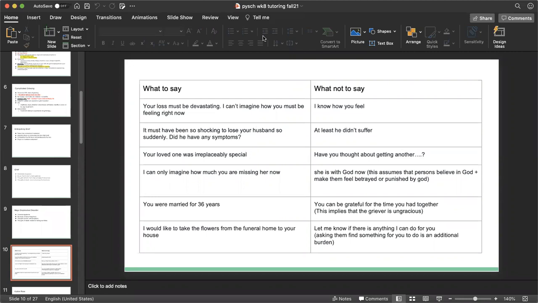She's with God now. This assumes that the person believes in God and makes them feel betrayed or punished by God. You can be grateful for the time you had together. This implies that the griever is ungrateful. Or, let me know if there's anything I can do for you. Asking them to find something to do for you is an additional burden. So these are the things you want to avoid saying to people going through the grief process.